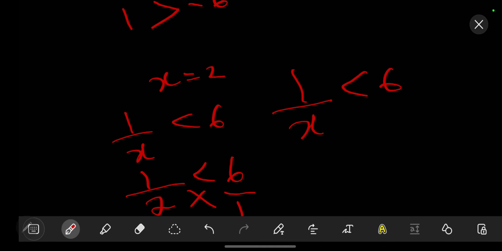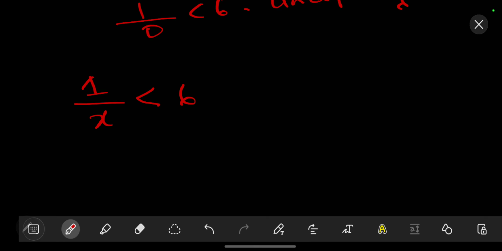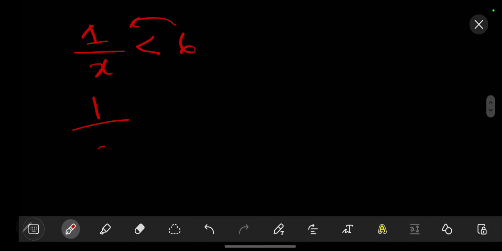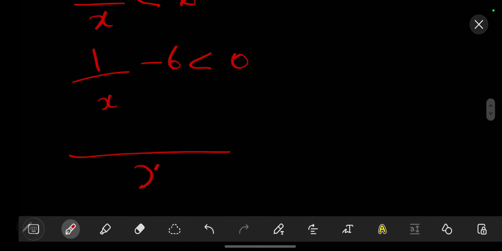With that said, let us answer the problem. For this problem, every time, you just make the number cross the sign. So we are going to have 1 over x minus 6 is less than 0. Our lowest common denominator is x. So x divided by x is 1 times 1, it will be 1 minus x divided by 1 is x times 6. It will be 6x, less than 0.